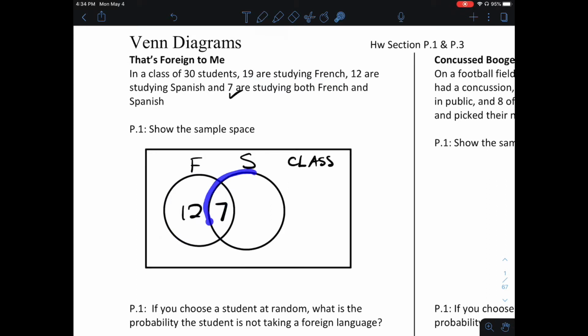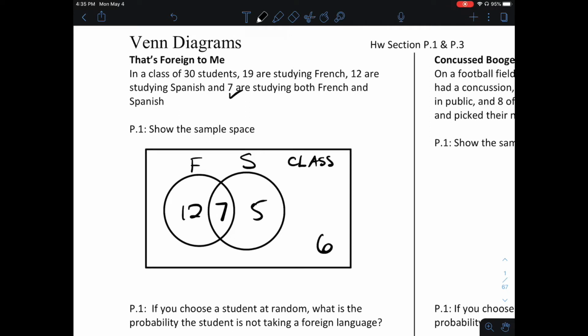In the Spanish circle, there should be 12 total. We've used 7 of those. It means there are 5 people that take Spanish only. So if we add these numbers, 12 and 5 is 17, and another 7 is 24, but there are 30 students total. That must mean there are 6 students that are not taking a foreign language.